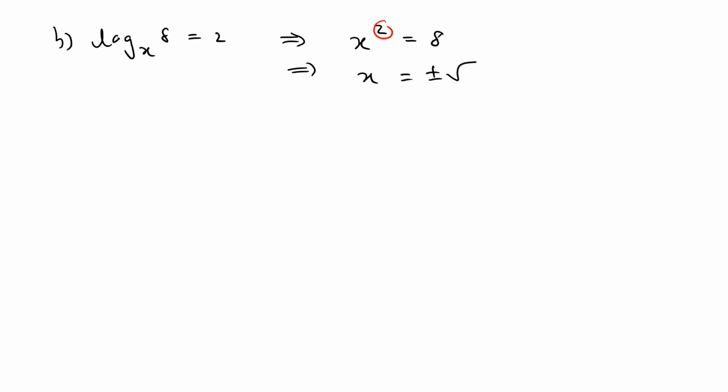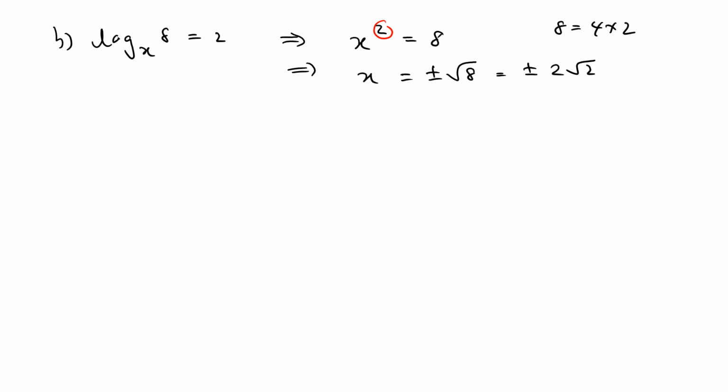So we have log base x of 8 equal to 2. Again, we can write the exponential form. So this means that x to the 2 equal 8. So what we need to do is take the square root. Once you take the square root, don't forget that there are two answers. So x equal plus or minus square root 8, and because we know that 8 equal 4 times 2, that means 2 square root 2.